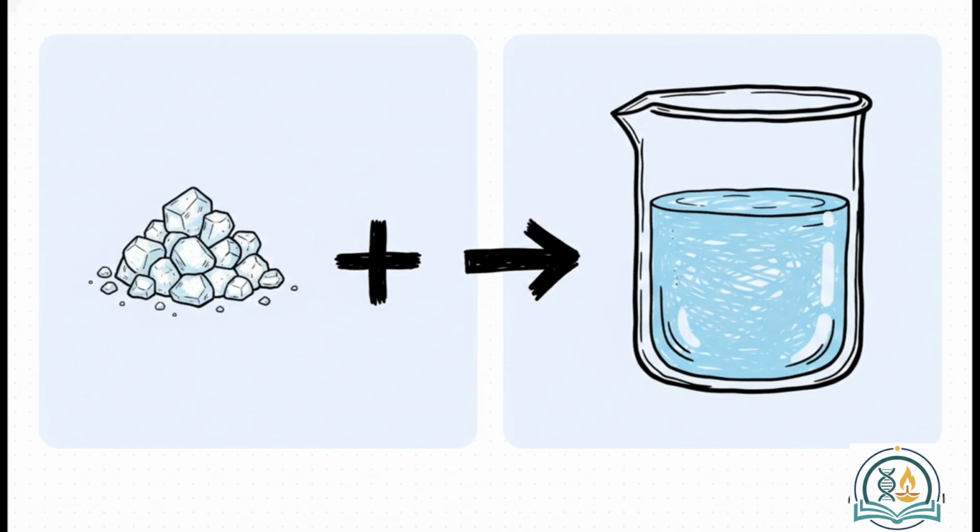Okay, so in this story, we have two main characters. First, you've got the solute. That's the stuff that gets dissolved, and it's usually the one you have less of. Then you have the solvent. It's the one doing the dissolving. You have more of it, and it decides if the final solution is a liquid, a solid, or a gas.